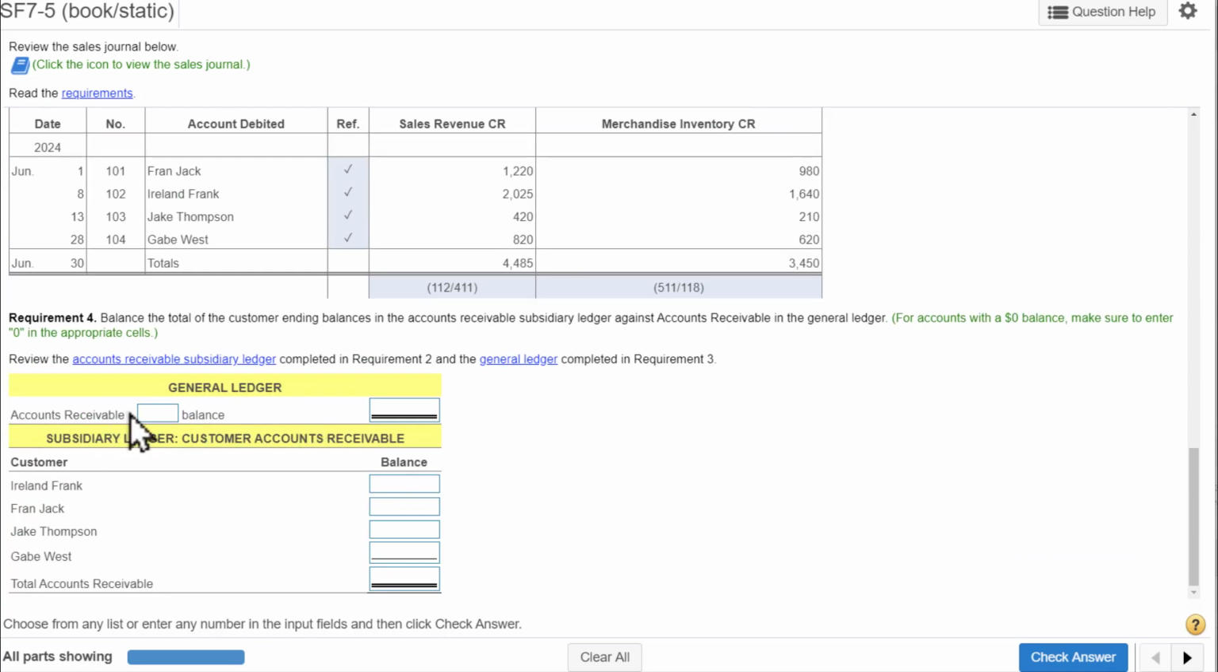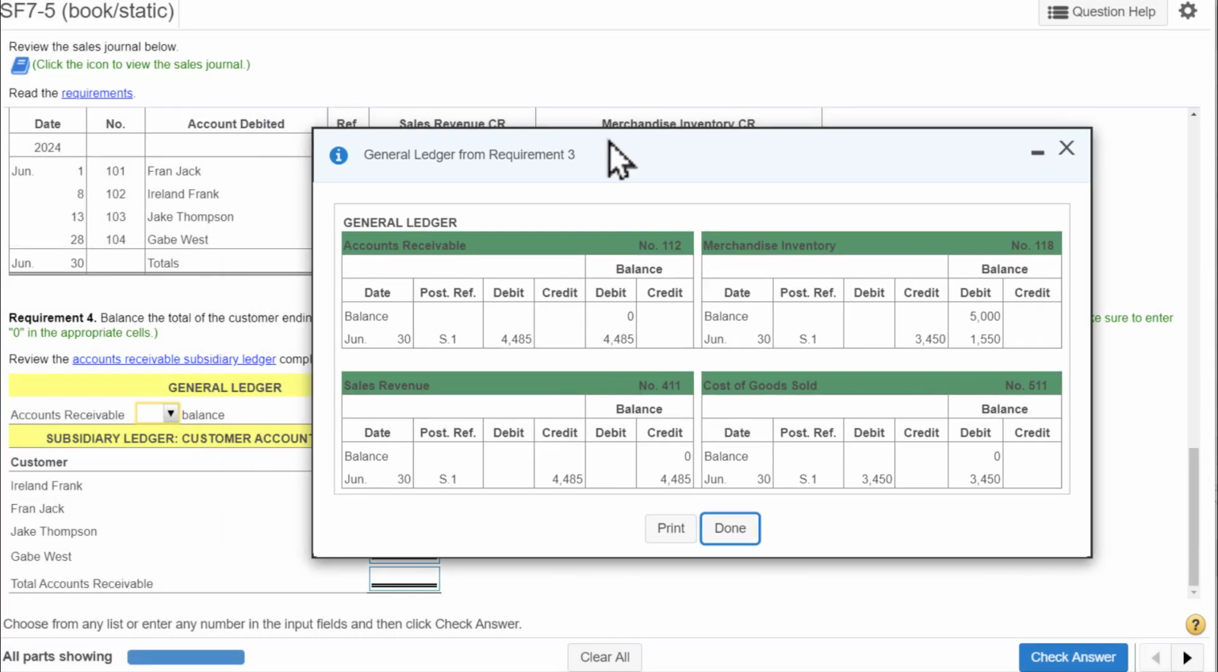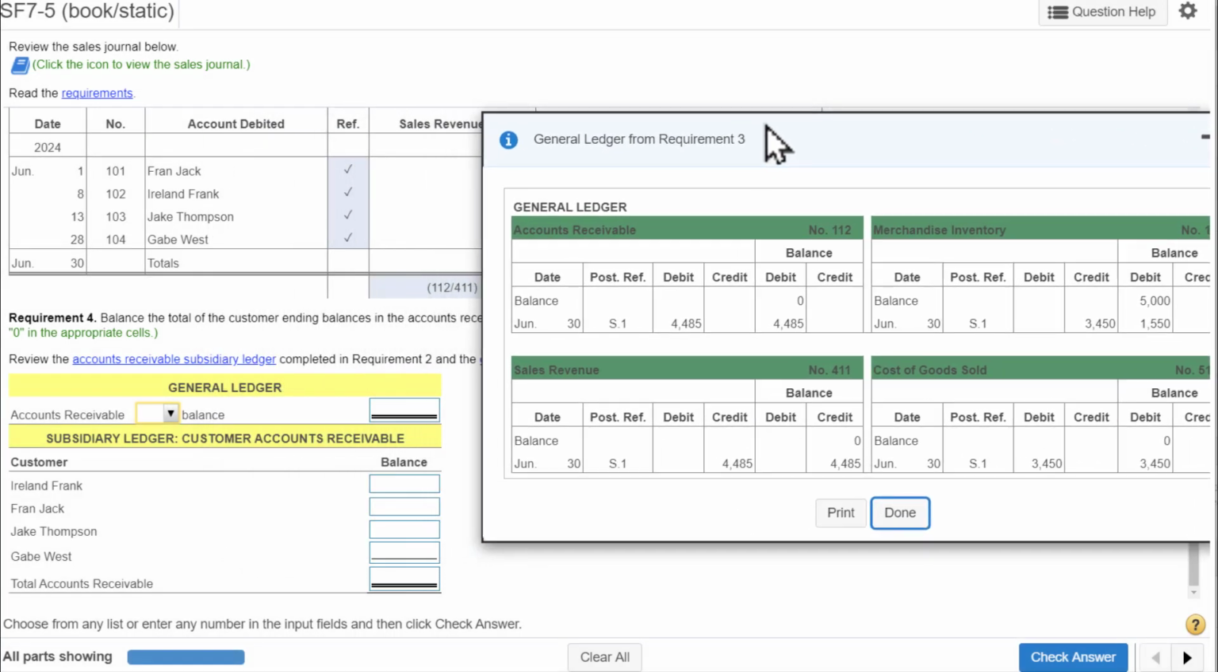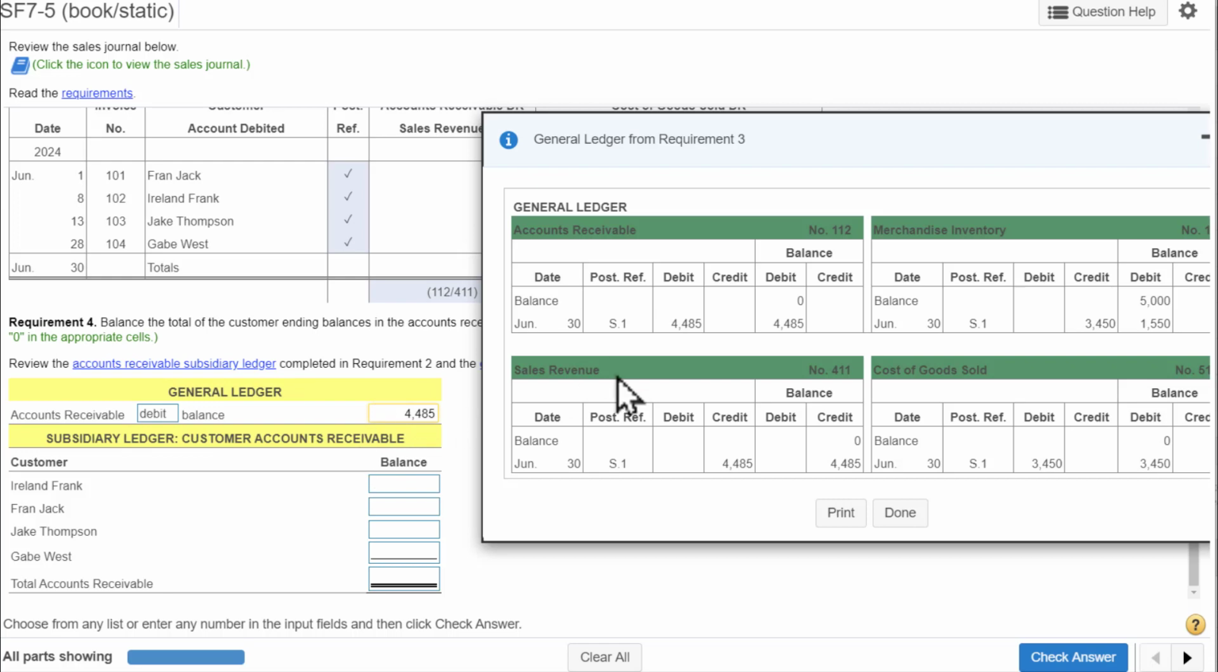So first of all, we need to find out the AR balance, and we need to say, is it a debit or credit balance? So let me go up to the ledger, or I can click here. This link will pop up the general ledger for us. Again, it's not going to be on the test, so you will have to scroll up. So according to our general ledger, our AR is 4485. And notice it's a debit. So I'm going to say debit and copy and paste that. So we're done with this.